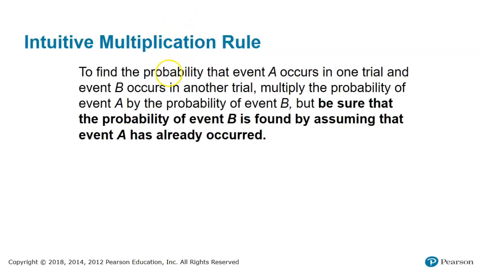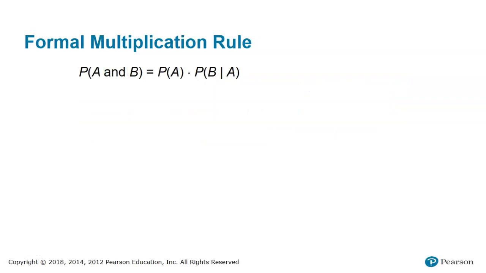Okay, so the intuitive multiplication rule, we just want to make sure that we are multiplying the probabilities and assuming that event A has already occurred and take that into consideration. And this will be demonstrated as we go along. So here's our formal definition for the multiplication rule. The probability of A and B is going to be the probability of A. So this is like that first selection. And then we're going to have the probability of B given A occurred. So here A occurred, and here we're going to find the probability that B occurs given that A has already occurred with that.